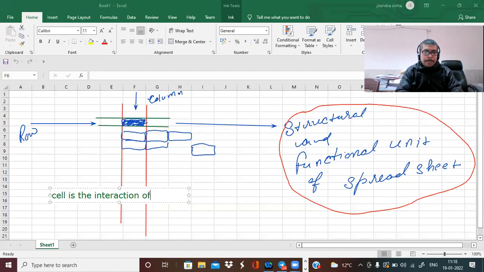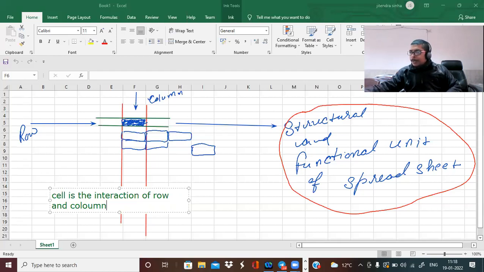Cell is the interaction of row and column. Okay, it is interaction of row and column. You can see it is the interaction of row and column.